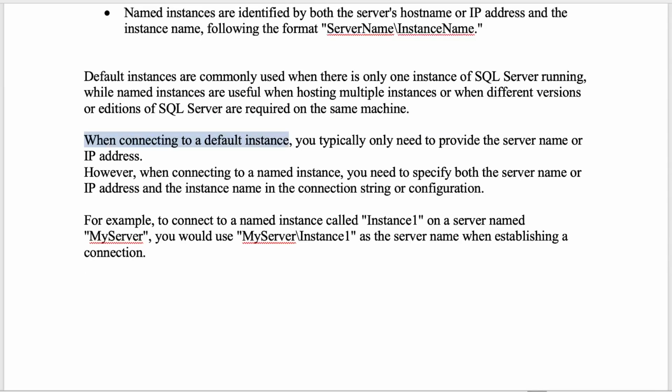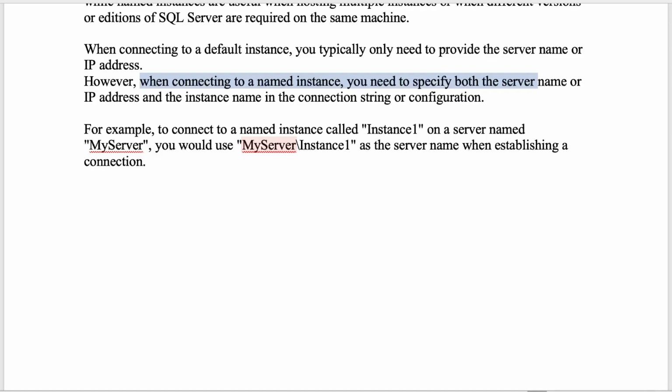When connecting to a default instance, you typically only need to provide the server name or IP address. However, when connecting to a named instance, we need to specify both the server name or IP address and the instance name in the connection string. For example, we have a named instance called instance1 on a server named myserver. Then we would use myserver/instance1 as the server name when establishing a connection. Now let's go back to the SQL Server installation wizard where we will configure the named instance.